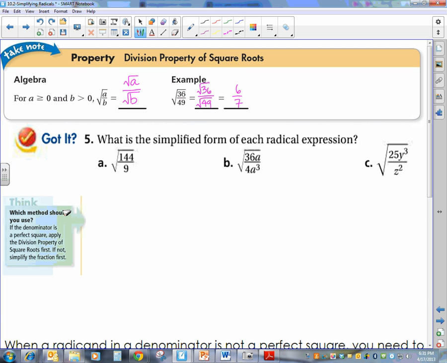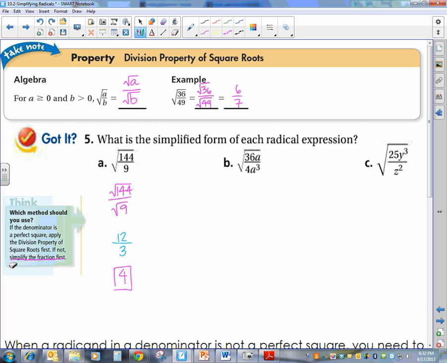Now, I gave you a little blurb here just to mention to you that sometimes if you actually simplify the fraction first, it can make your life easier. If I go through in a similar fashion like we just did, watch, we have the square root of 144 over 9. So that is the square root of 144 over the square root of 9. The square root of 144 is 12, over the square root of 9, which is 3. I simplify that and I get an answer of 4.